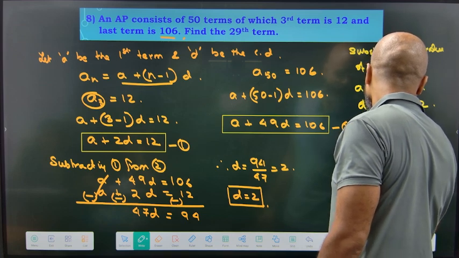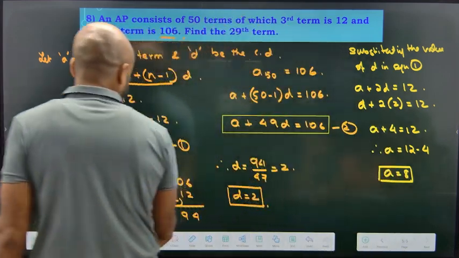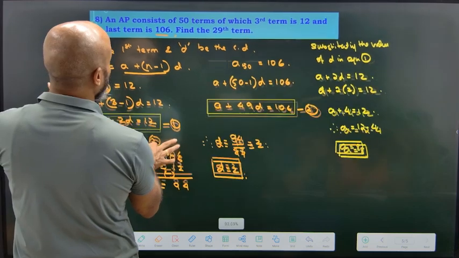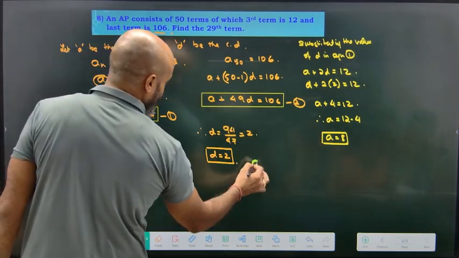Are we clear on this one? A is equal to 8. Clear? So now we have to find out the value of the 29th term. So how would we find out the value of the 29th term?